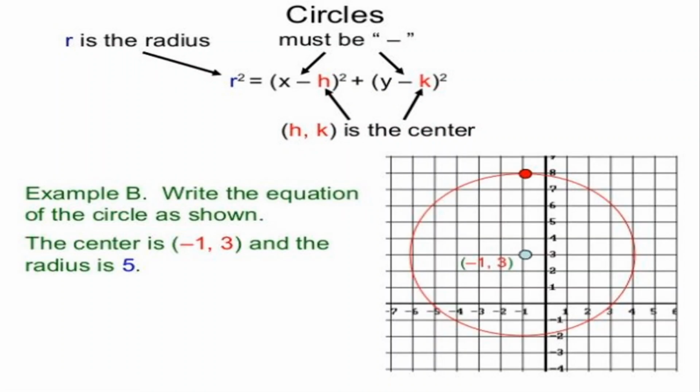Next, suppose we have this example. Write the equation of the circle as shown. The center is negative 1, 3 and the radius is 5. Given this center, how are we going to draw a circle based on this data? From the center, we are going to count 5 points up, down, left, and right.